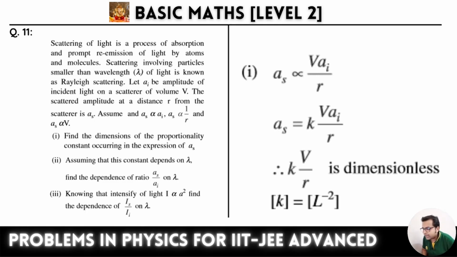So volume is L cube. And what is R? R is L. So L cube upon L is L square. So the dimension of V upon R is L square. So definitely the dimension of k should be L to the power of minus 2. So this is the trick.